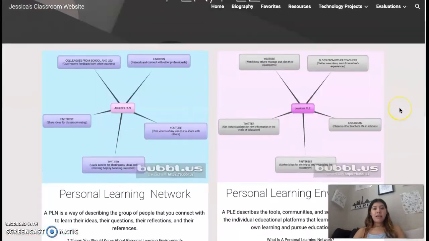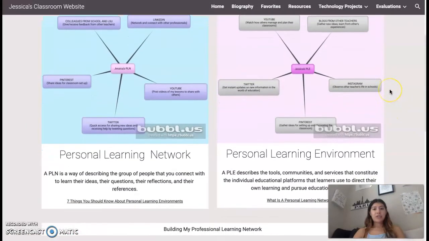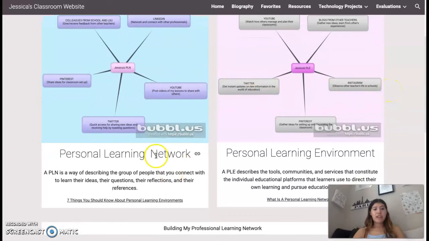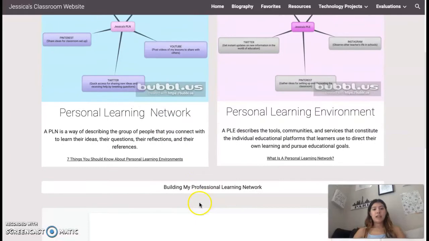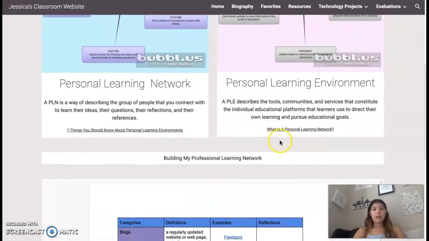My PLN and PLE, I created two little charts and then put the definitions of what it is, and then also linked the places that I got them from.